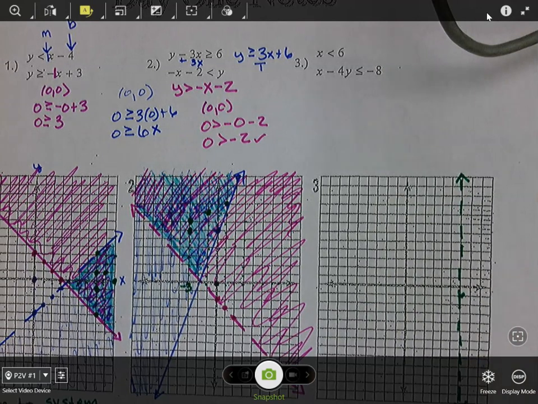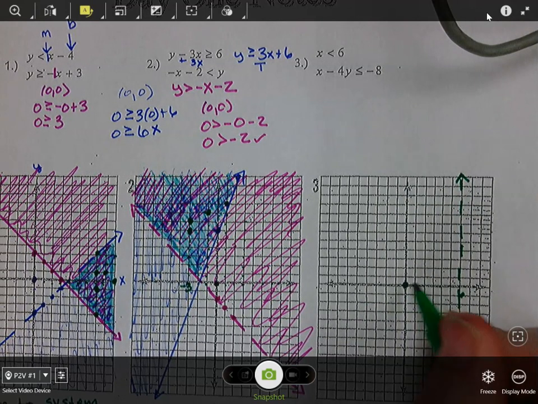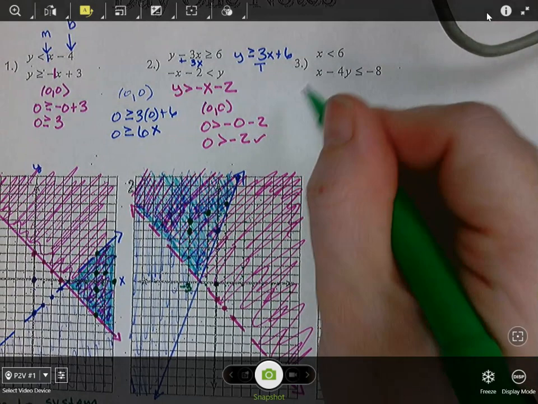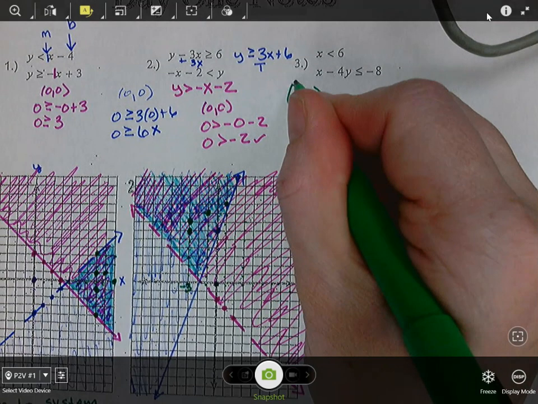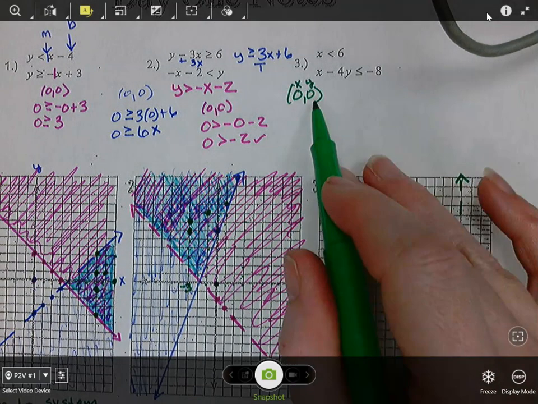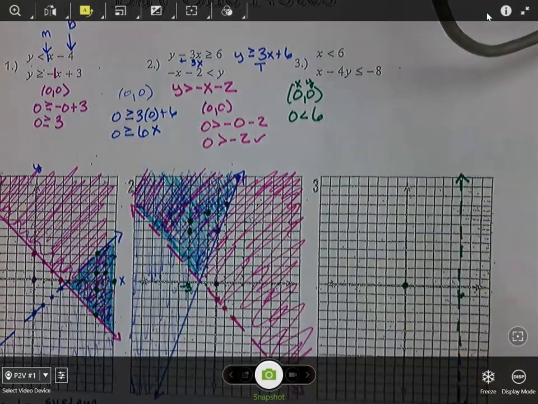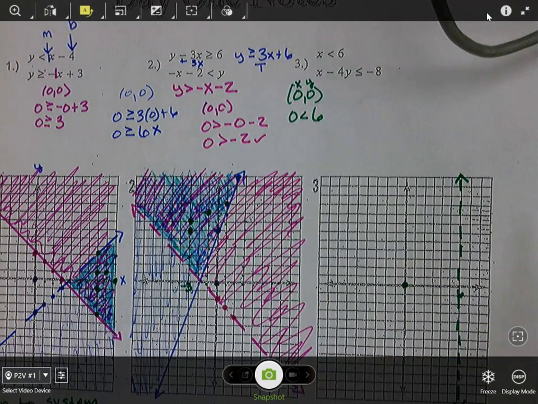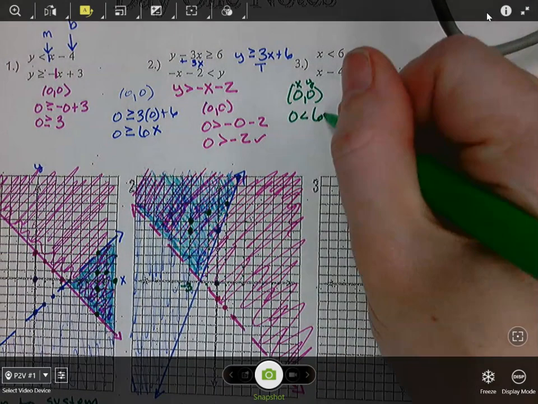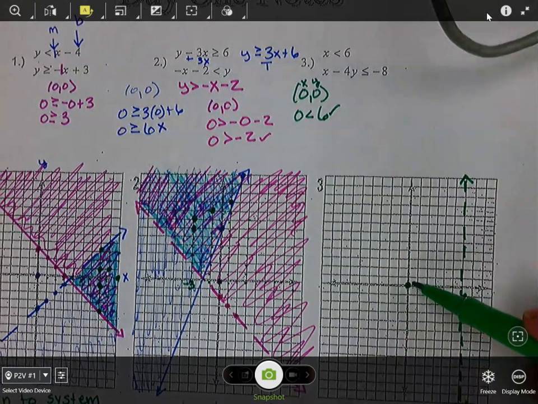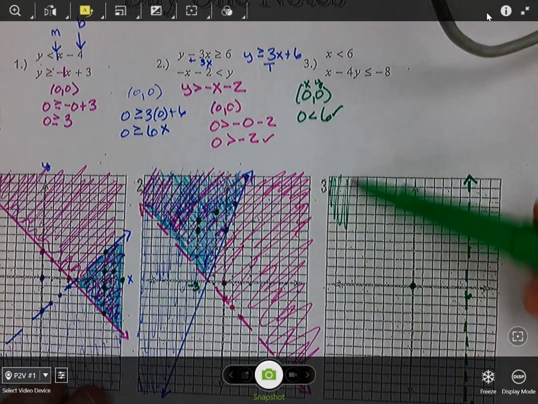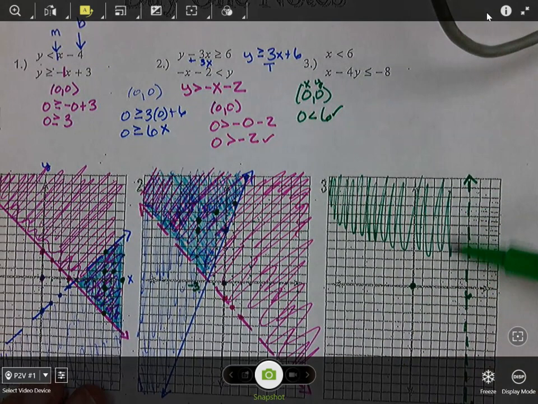Okay, and I want to test the point 0, 0. Okay, so for X is less than 6, 0, 0. This is X, this is Y. There is no Y, so I would just do 0 is less than 6. And is that true or false? Perfect, that's true. So I shade the side that has 0, 0. So very lightly, shade all of the left side.